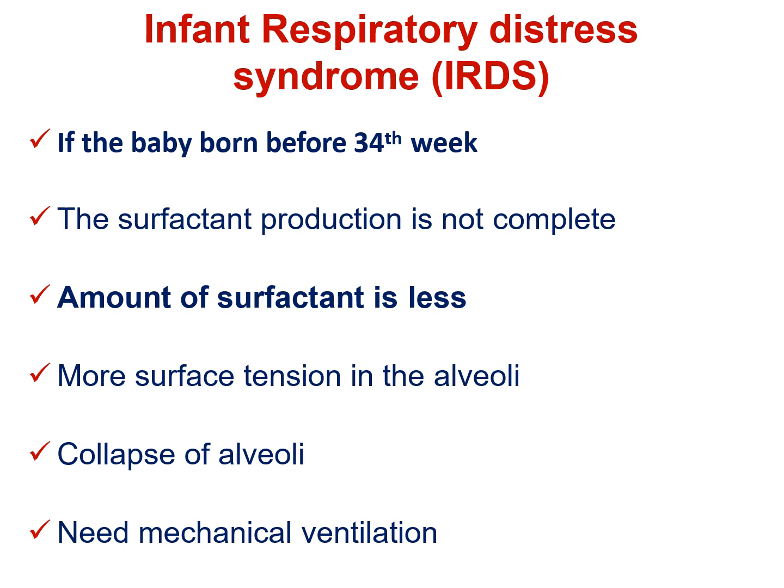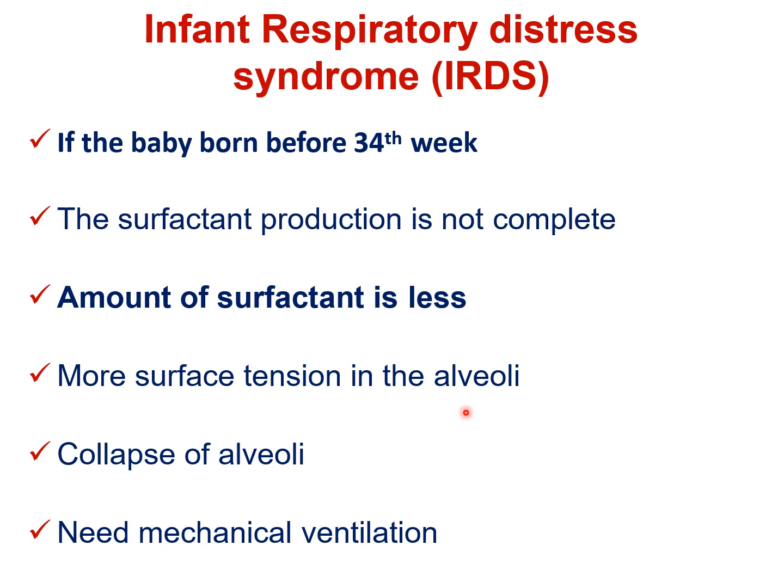And coming to the applied aspect related to the surface tension, that is called infant respiratory distress syndrome, IRDS, or hyaline membrane disease, which is another synonym. If the baby is born before the 34th week, the surfactant production is not complete. We have seen it starts from the 24th week, but after the 34th week, because of cortisol, the production of surfactant will be increased and completed. So if the baby is born before the 34th week, the production is not complete and the amount of surfactant available is very less.